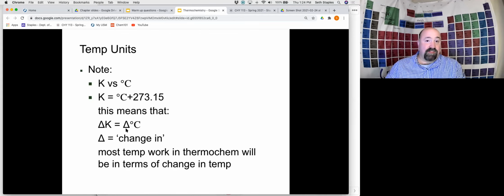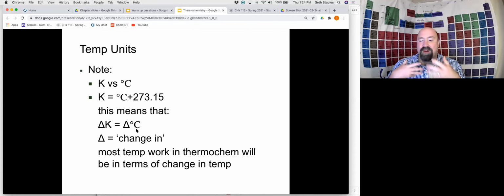And that's another point too. If you haven't seen this delta used yet, this delta just means change in. And so change in Kelvin, change in degrees C. And so this is important for us because most of the temperature work that we have in thermochemistry will be in terms of a change of temperature.